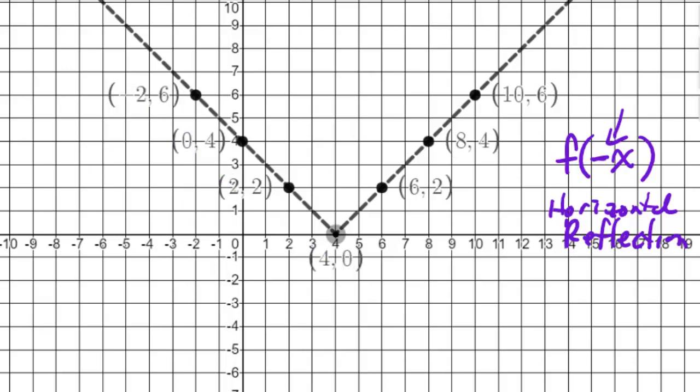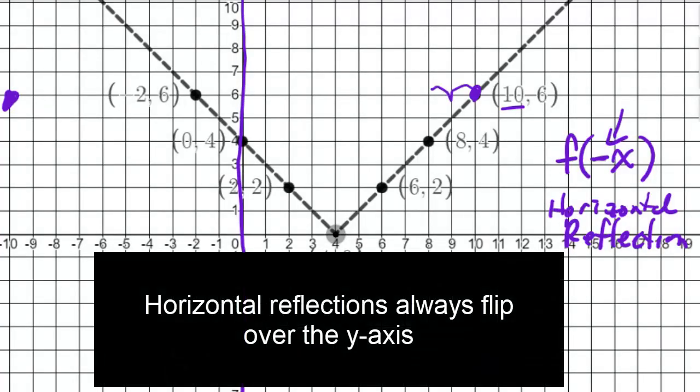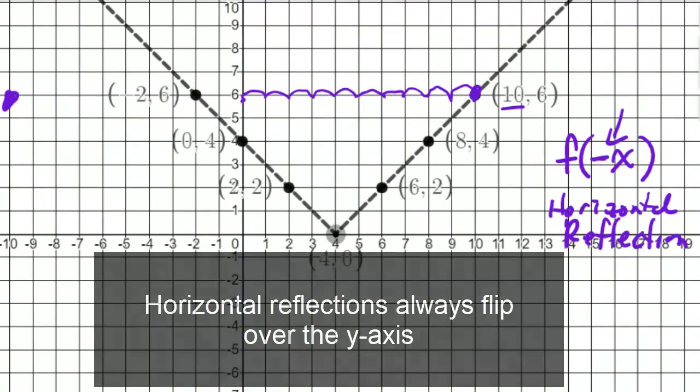So let's go back to the first point. If I add a negative to this 10, that becomes negative 10, 6. So if I plot that point, negative 10, 6 is actually over here. So this point moves to the other side. And if I count this out, I'll show you why that works. If I count this out, 1, 2, 3, 4, 5, 6, 7, 8, 9, 10, until I hit the vertical line. And then I count 1, 2, 3, 4, 5, 6, 7, 8, 9, 10, and then it stops. And that's how the reflections are going to work.